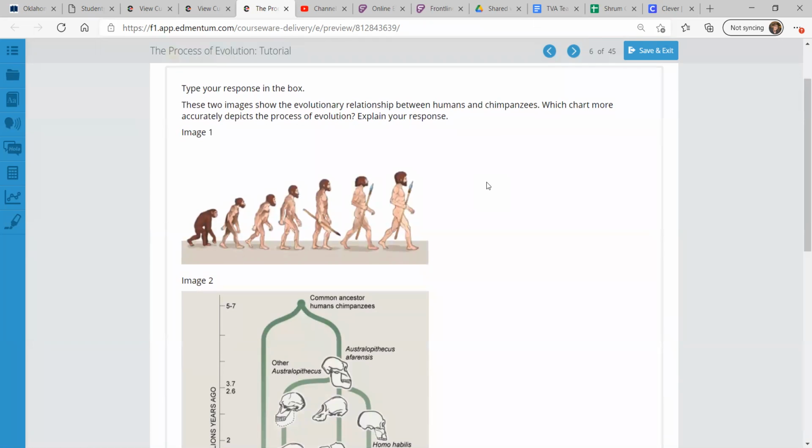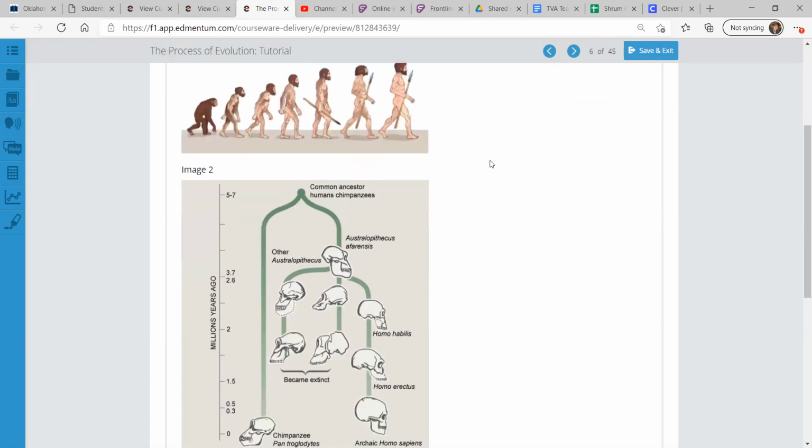These two images show the evolutionary relationship between humans and chimpanzees. Which chart more accurately depicts the process of evolution? Explain your response.